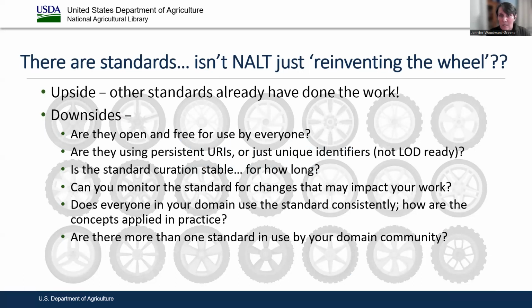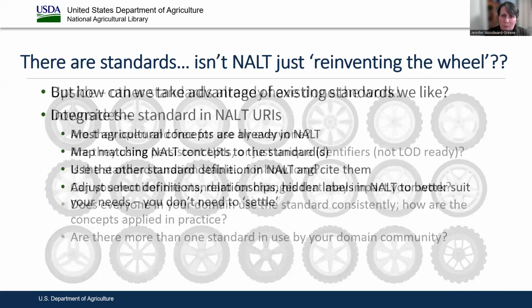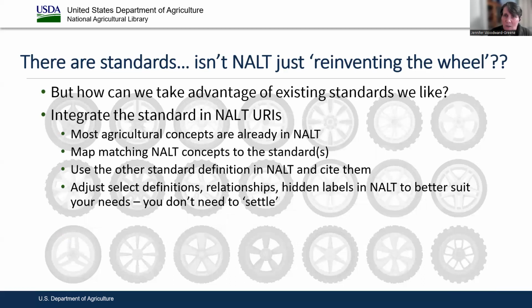The downsides that we need to consider are, is the standard open and free for use by everyone? Does the standard use persistent URIs or just unique identifiers? In other words, is it linked open data ready? Is the standard curation stable? If so, for how long? Can you easily monitor the standard for changes that may impact your work? Does everyone in your domain use the standard consistently? How are the concepts applied in practice? Are there more than one standard in use by your domain community? How can we take advantage of existing data standards that we do like?